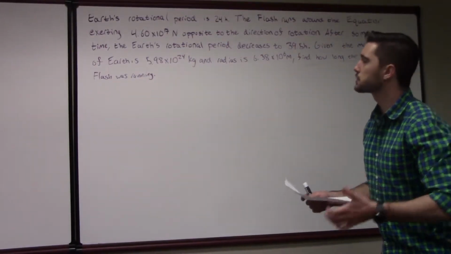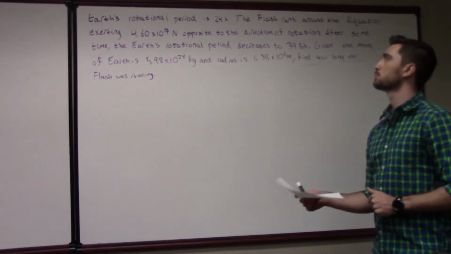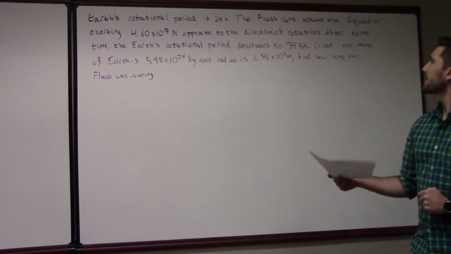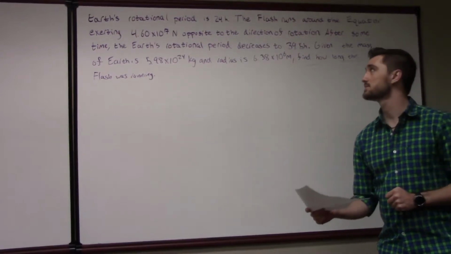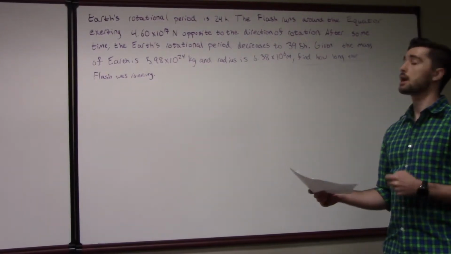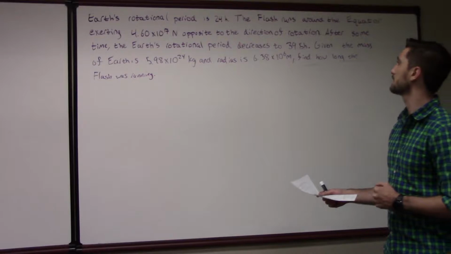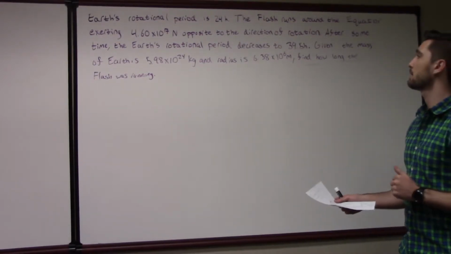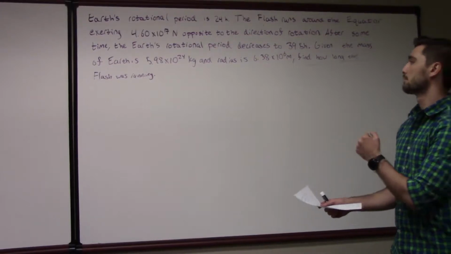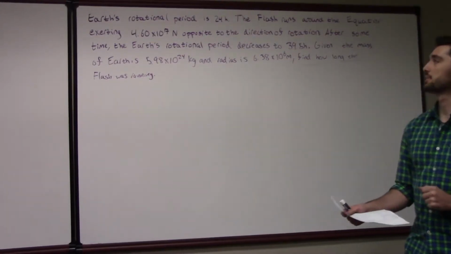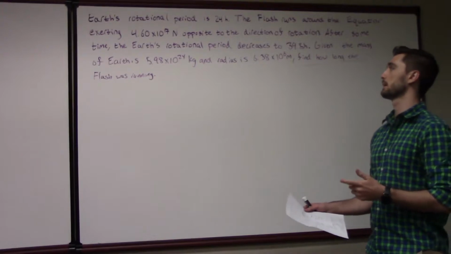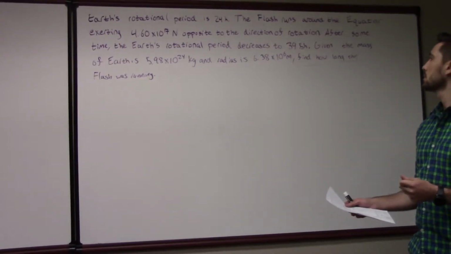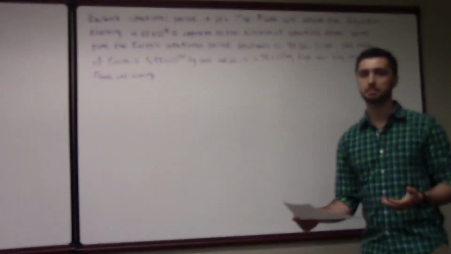Alright, so in this problem, we have that the Earth's rotational period is once every 24 hours. If we have the flash running around the equator exerting 4.60 times 10 to the 7 newtons opposite to the direction that the Earth is rotating, after some time, the Earth's rotational period decreases to 39.5 hours. If we're given that the mass of the Earth is 5.98 times 10 to the 24th kilograms, and its radius is 6.38 times 10 to the 6th meters, how long was the flash running for this to happen?